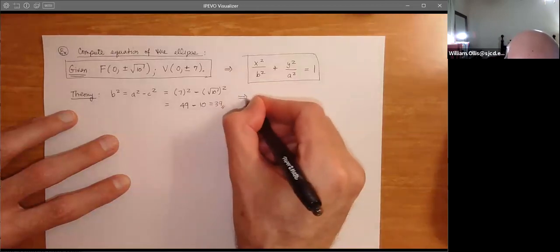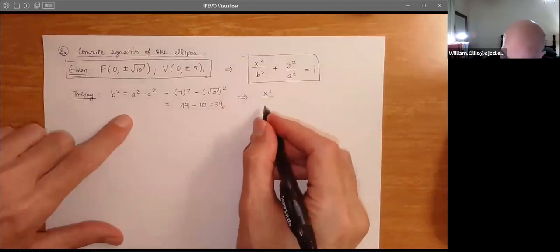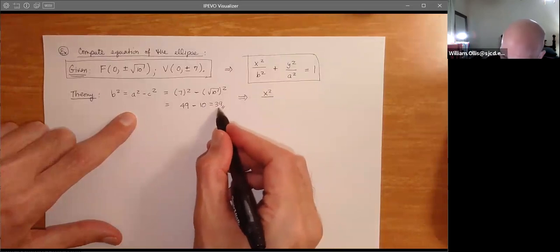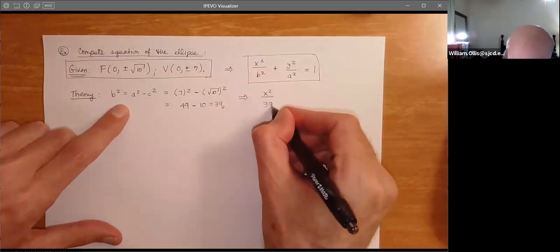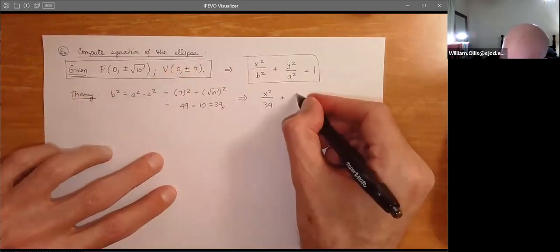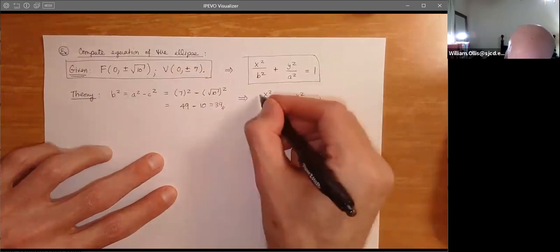So this implies x squared. Again, if you think about this, we can go ahead and find intercepts, we don't need them. This gives us our b squared, so we have 39. And then, of course, our a squared is 49. And that's the standard form.